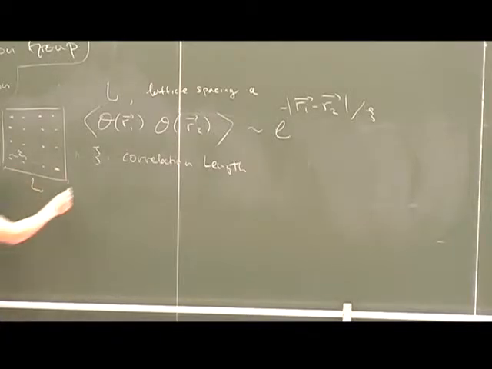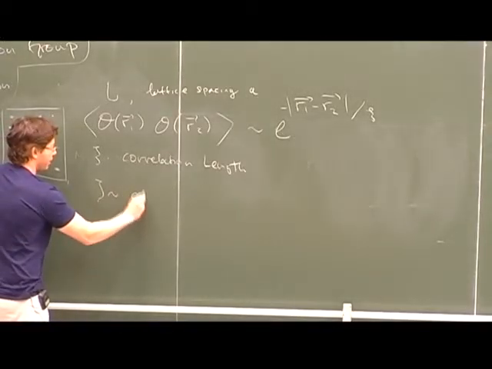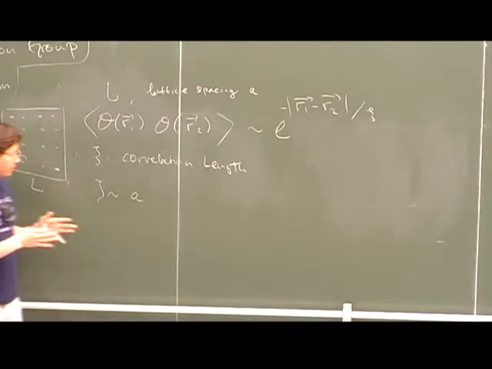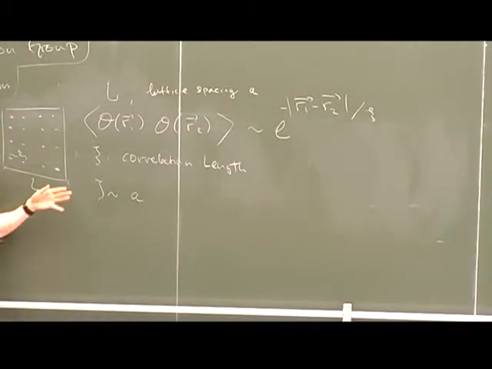You expect that this correlation length would be maybe a few times a. It would be of the order of the lattice spacing. Unless you intervene in some very fine-tuned way, you don't expect that the correlations would extend over macroscopic distances. If you just take a generic Hamiltonian with generic couplings, you expect that correlations will be of the order of the lattice spacing.